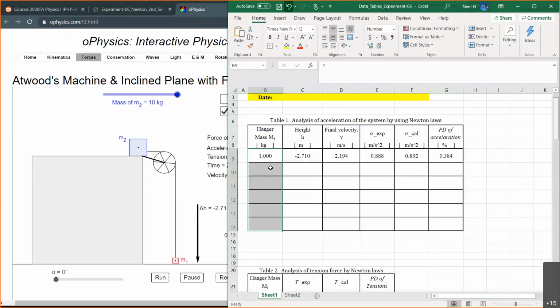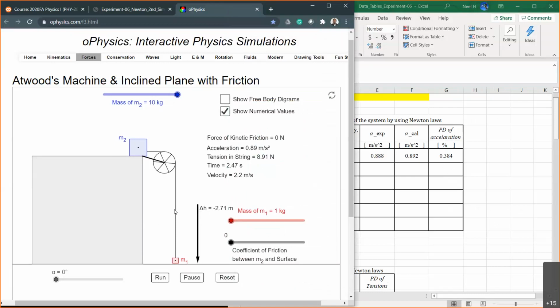Okay, so that's what we're going to do here. That's why we repeat this experiment with different masses on the hanger. As we have a different mass on the hanger, the dragging power in the downward direction is larger. As a result, acceleration should become larger. Still, the friction coefficient is going to be 0. Okay, question.